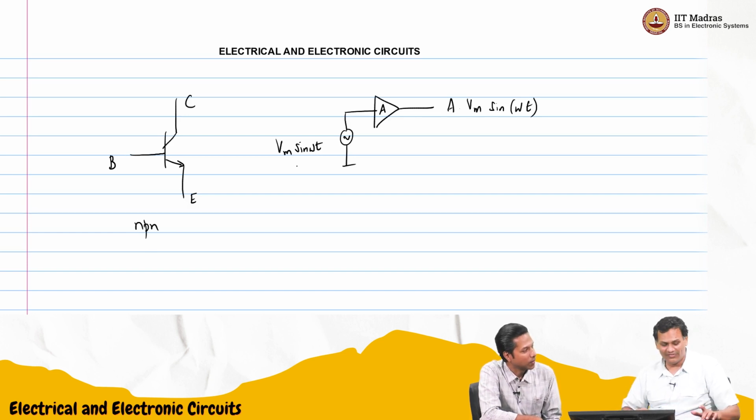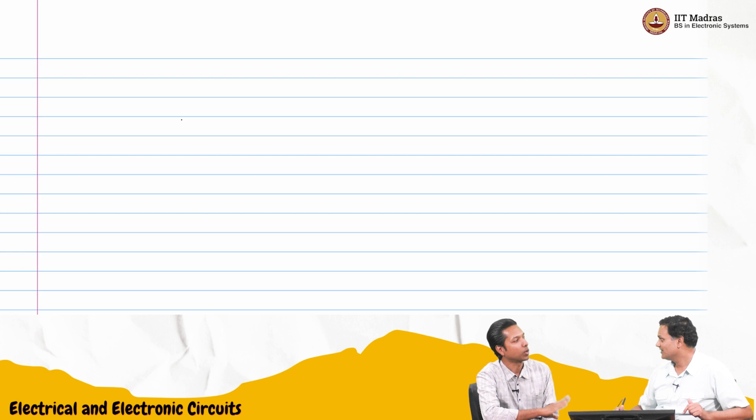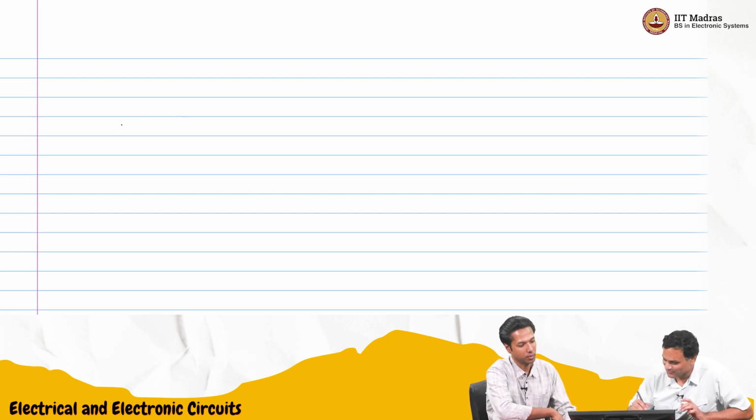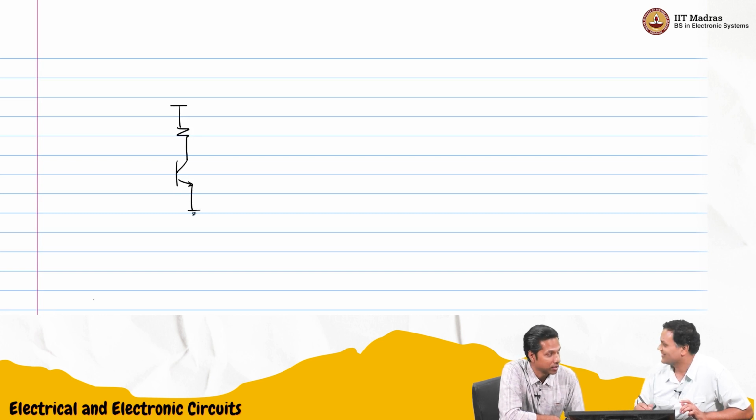We'll choose one simple circuit. Like what you said, we'll apply VBE and look at the output. We only have a current, so we have to convert it to a voltage. We will do like what we did last time: we'll connect a series resistor. This resistor, I'll get a voltage then, since there's a current.